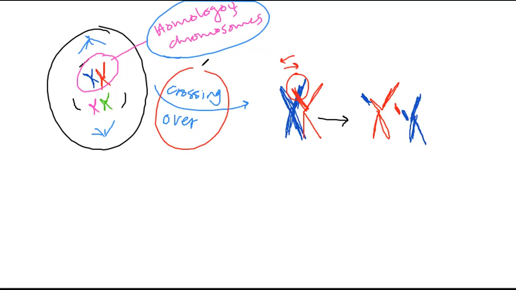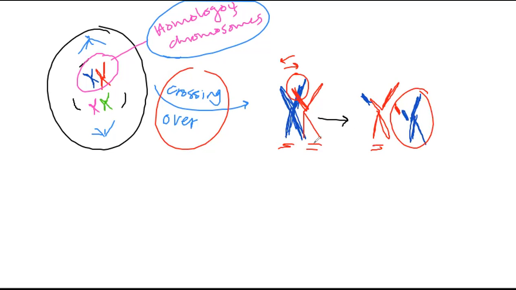Why? Because while exchanging this part, we change some genes between the homologous pair, or between the homologous chromosomes. So here, this chromosome now is a new combination of DNA. It's not like the original. And this one also is a new combination. It's not like the original.